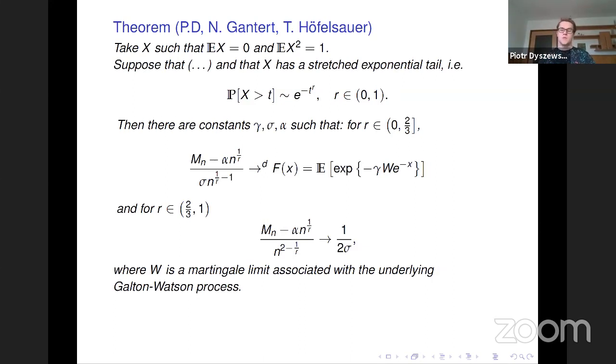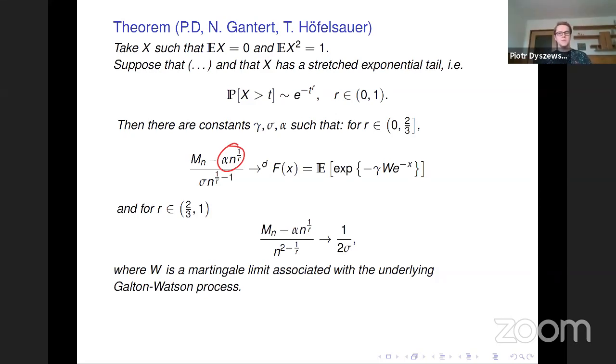So depending on whether r is smaller or greater than the critical value of 2/3, your rightmost position either fluctuates or you have almost sure behavior. So in both cases, the leading term is the same. This is alpha times n to the power 1 over r, right?